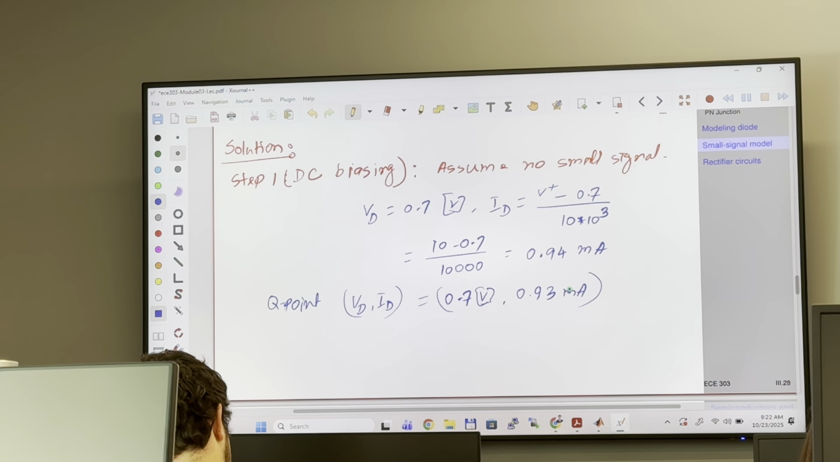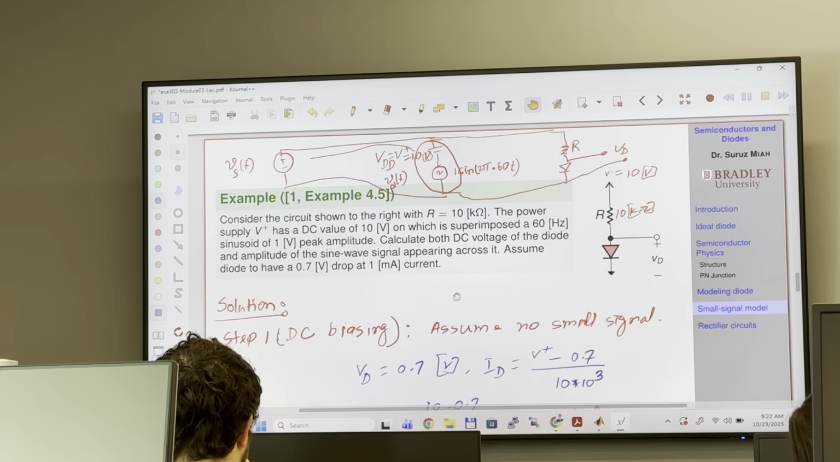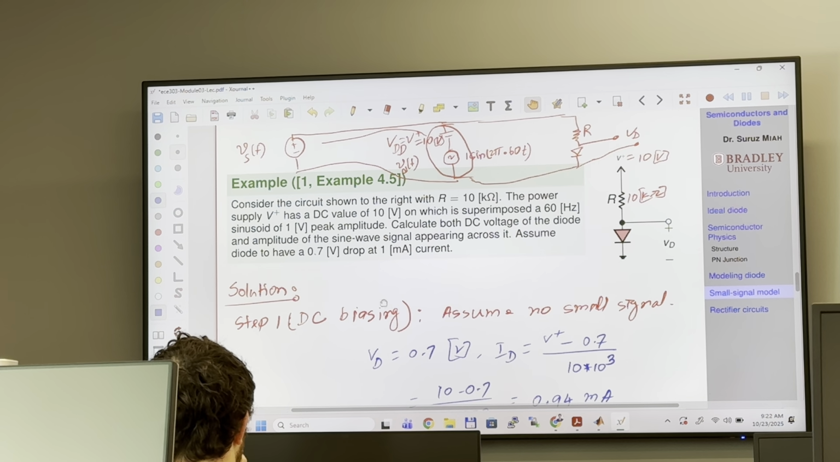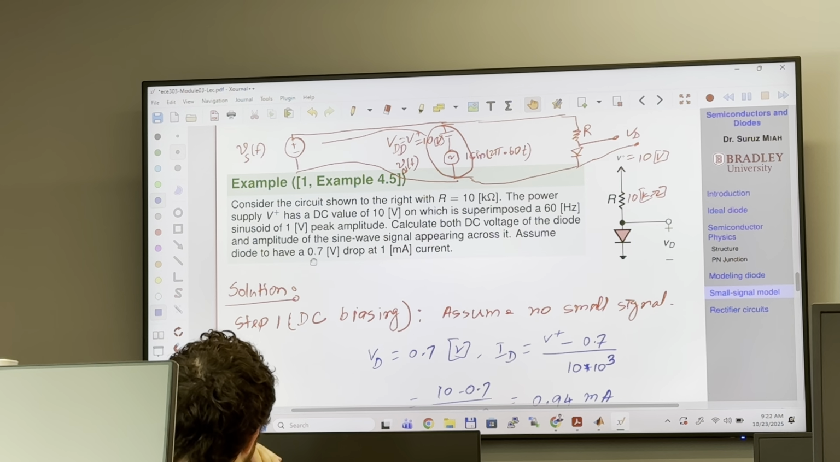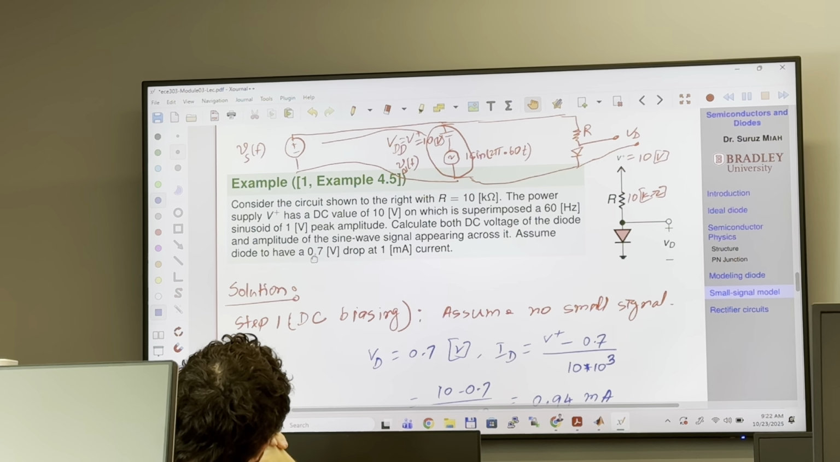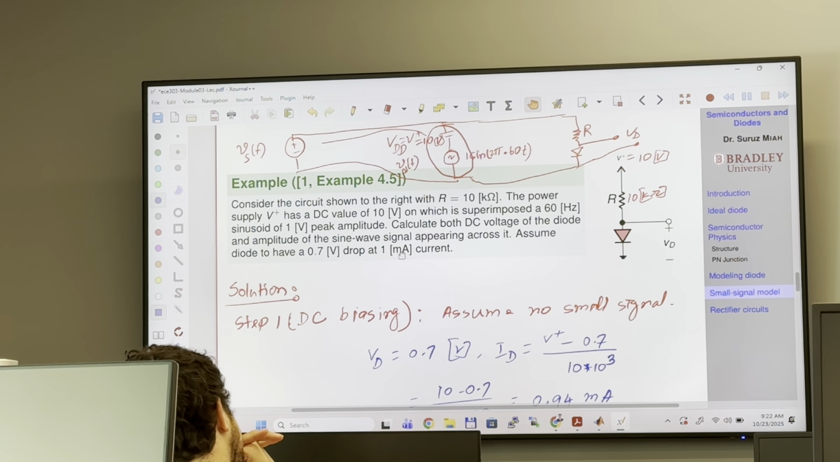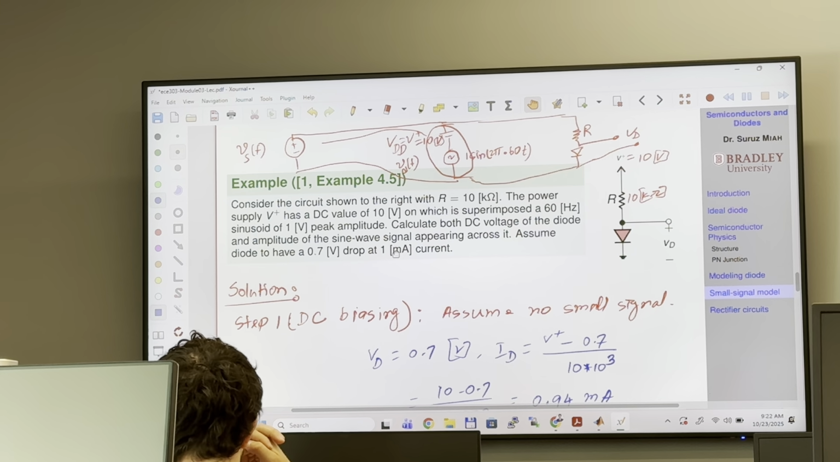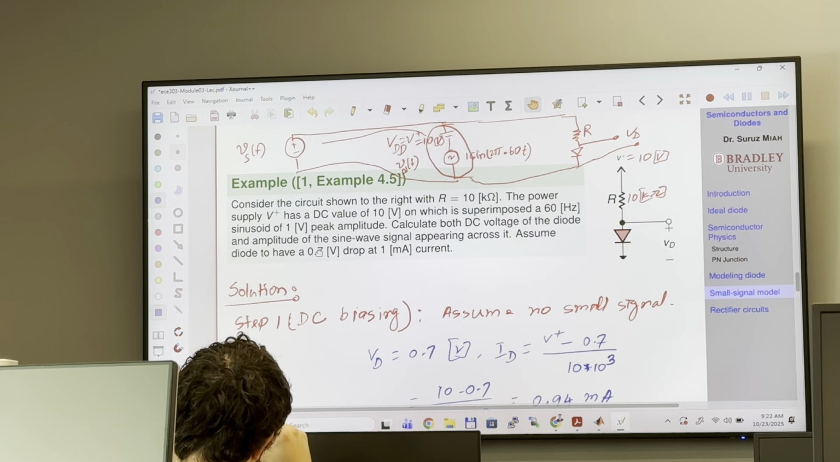Wait, but didn't the problem statement say that it was 0.7 volts and it had 1 milliampere? Yes, at the bottom it says to assume the diode to have this specification. So at 1 milliampere current, the diode will have 0.7 volt. If the current flowing through the diode is 1 milliampere, it is going to be 0.7.